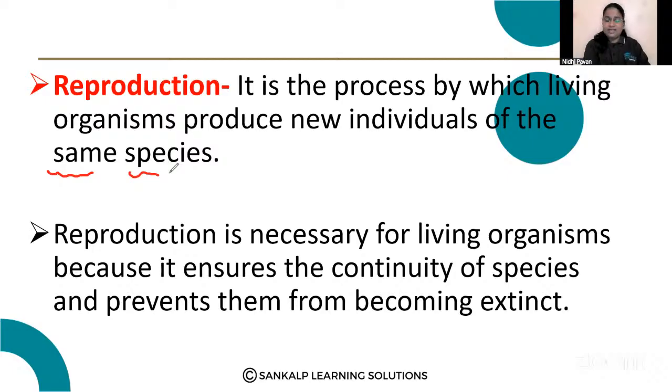Next, reproduction is necessary for a living organism because it ensures continuity of a species, as I said, continuity of the race, and prevents them from becoming extinct. Extinct means what? No more organisms will be there. When such organisms no longer exist, we call them extinct.